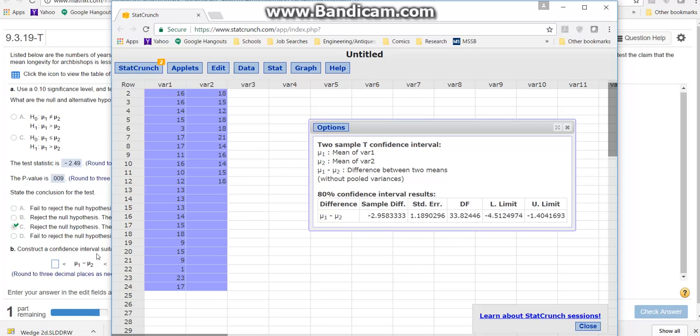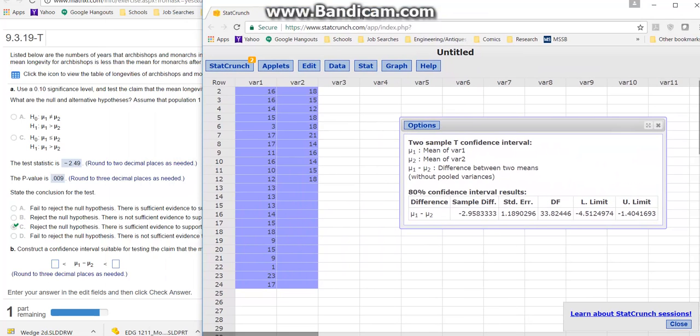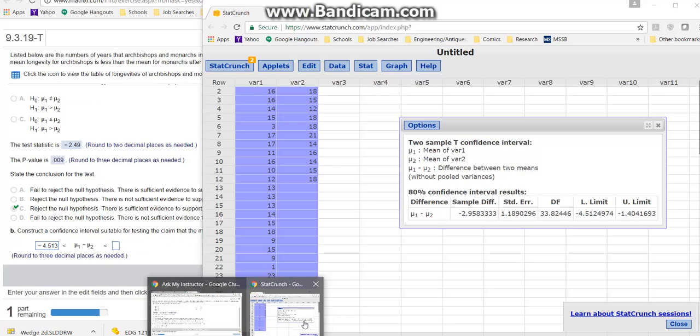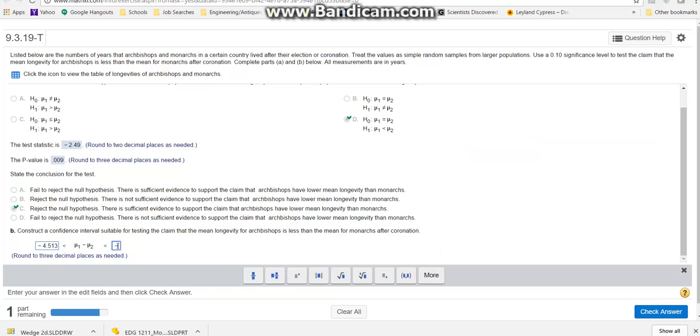So the lower limit is negative 4.51, and I want to round this to 3 decimal places. Negative 4.513, and the other limit is going to be negative 1.404, negative 1.404.